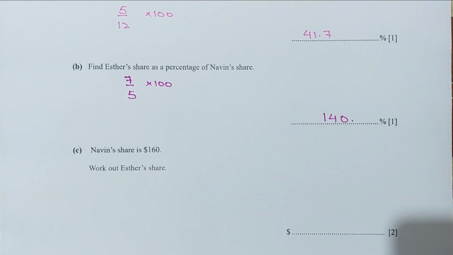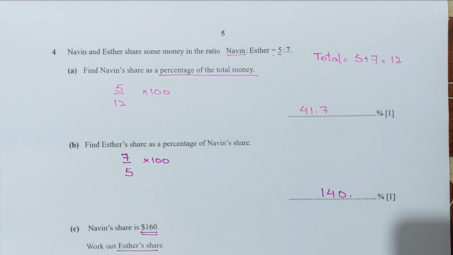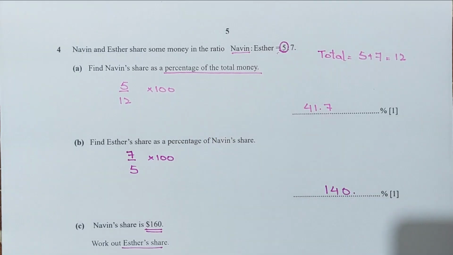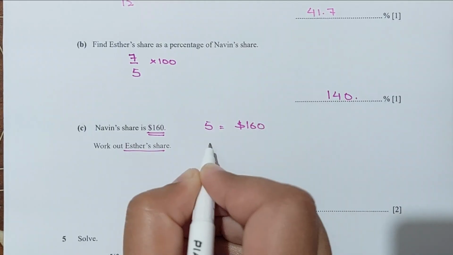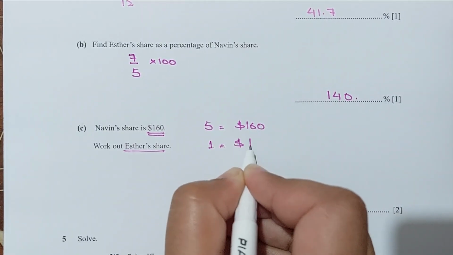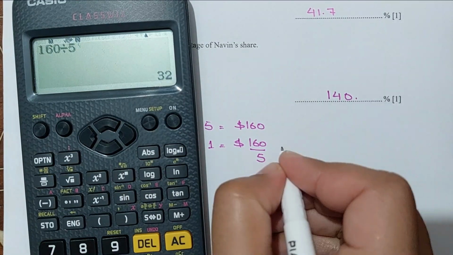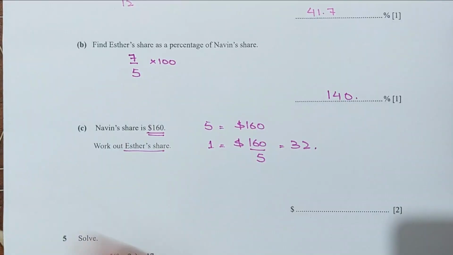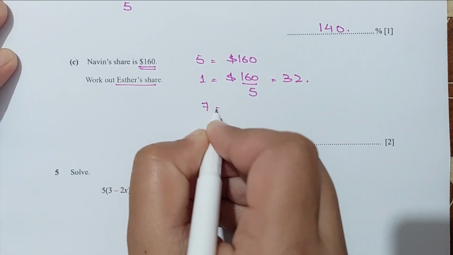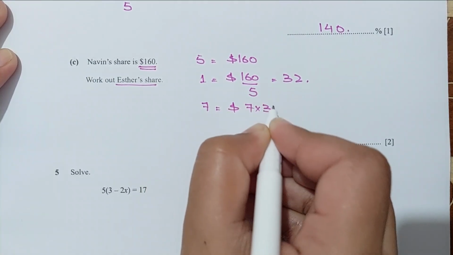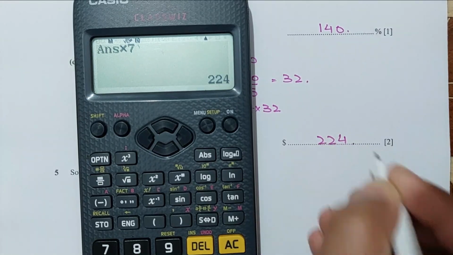Part C, Naveen's share is $160. Work out Ether's share. $160 is for Naveen, since Naveen is 5 in the ratio. So 5 represents $160. What does 1 represent? 1 represents $160 divided by 5, so 160 over 5 would be $32. Since Ether's share is 7 in the ratio, 7 represents 7 times 32 dollars, which is 224. This is Ether's share.